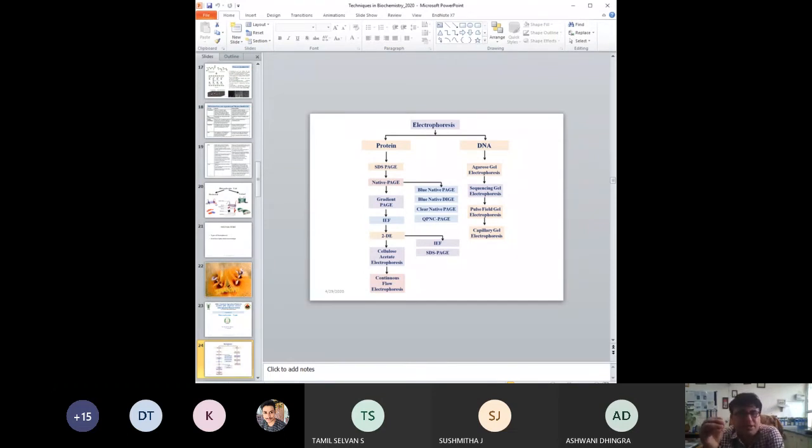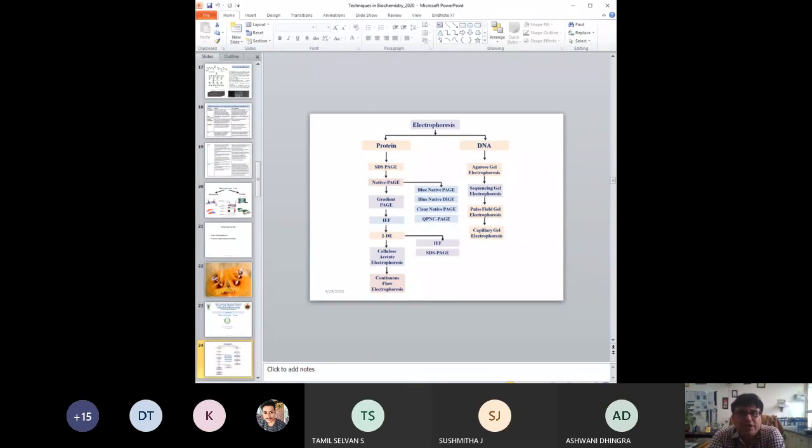Then I told you about capillary gel electrophoresis a decade back. This was one of the popular techniques preferred for isoelectric focusing. Nowadays also we are using this, but because of the tedious process of casting and then running, there is now very limited use of capillary gel electrophoresis.